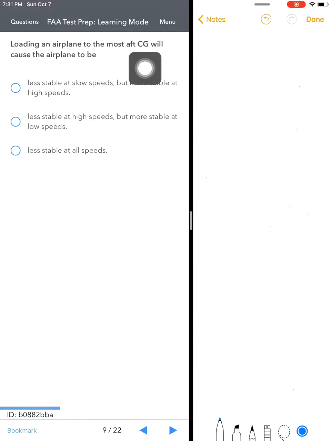Is loading an airplane to the most aft CG going to cause the airplane to be: your flare will be good, but less stable; stable at low speeds but more stable at high speeds; less stable at high speeds but more stable at low speed; less stable at all speeds. Which one do you guys think of? Obviously, think about it, let's say CG is all the way aft here, what's going to happen to the airplane? This is CG. So what do you guys think?